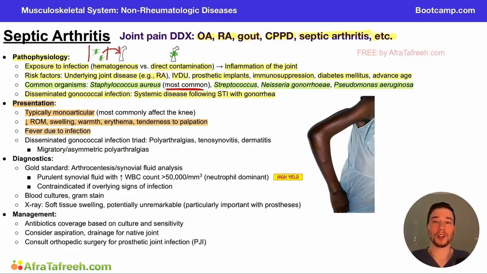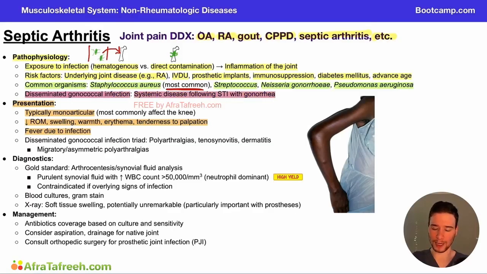If you have an infection in your body, right? If you have Staph aureus in your bloodstream, it makes sense that you would present with systemic symptoms, fever, maybe chills. If that Staph aureus then seeds your joint, you can now have significant joint pain and swelling and inflammation, and that is consistent with septic arthritis. And recall in our pathophys, we just talked about a specific type of septic arthritis called disseminated gonococcal infection, which is the systemic disease following STI with gonorrhea.